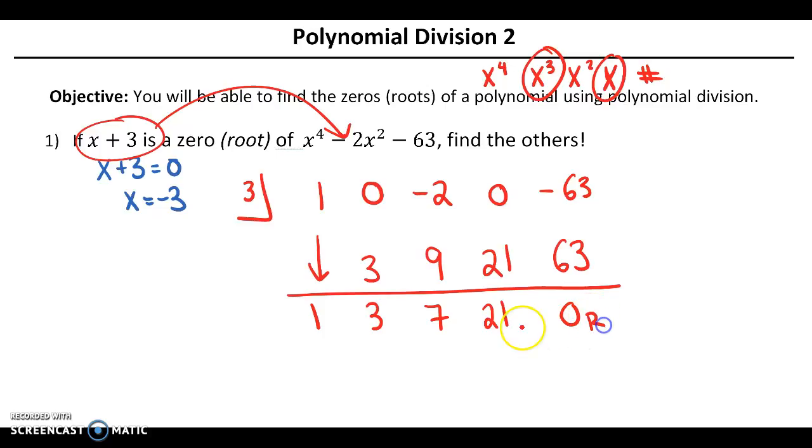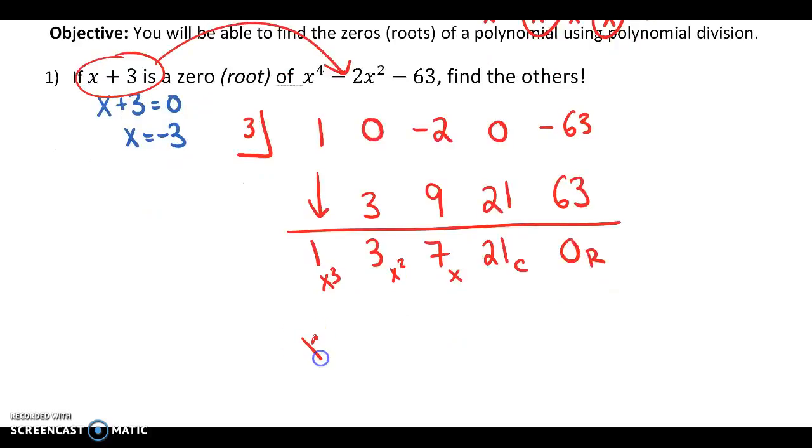Okay, so this is now my remainder. And then we go in ascending order. So it's my constant, my x squared, my x to the third. So then I would get x to the third plus 3x squared plus 7x plus 21 with no remainder. Okay, so now you've made this a third degree polynomial instead of a fourth degree.